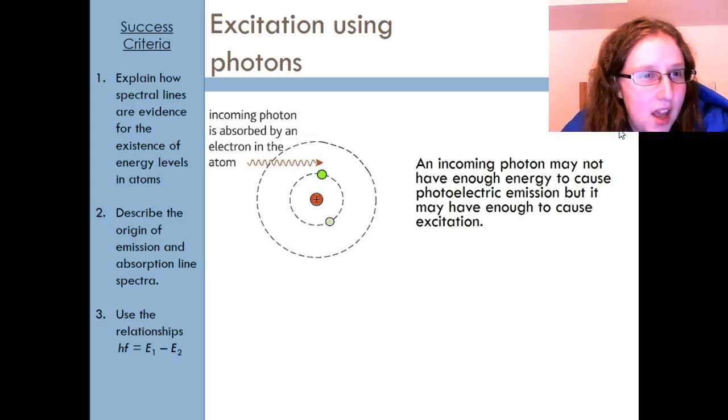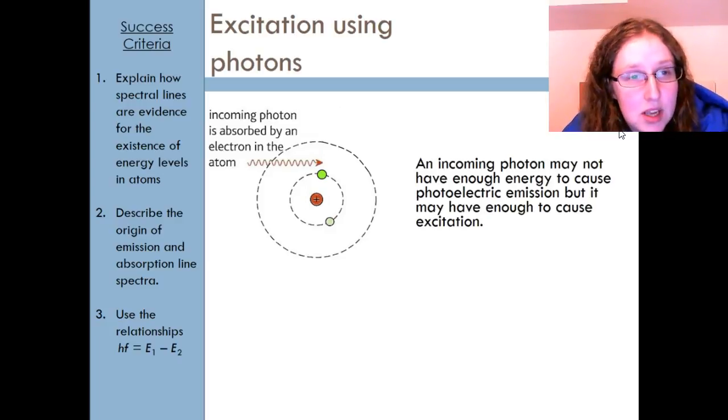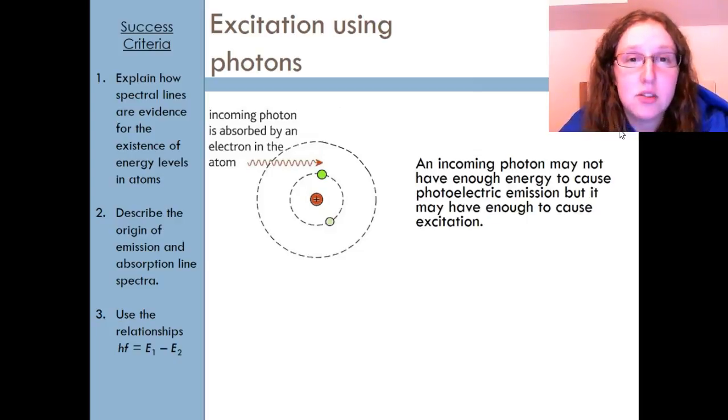Okay, so let's just have a little look at some options we've got here. So if I wanted to excite an electron, I could do it using a photon. An incoming photon can be absorbed by an electron in the atom. It might not have enough for ionization, but it might have enough to cause excitation. Note, if it were to ionize it, that would be photoelectric emission, and we talked about the photoelectric effect last year.